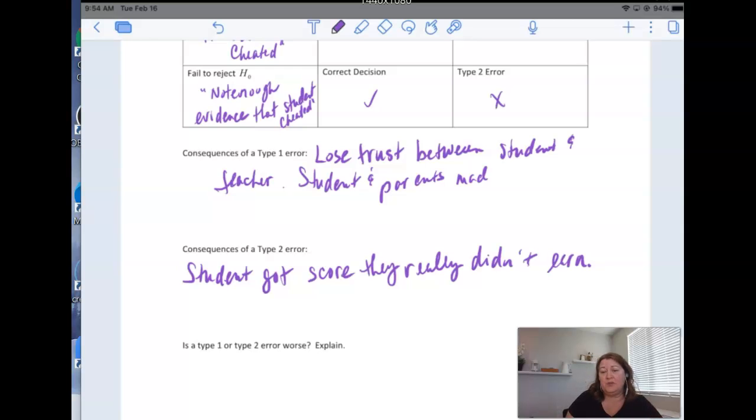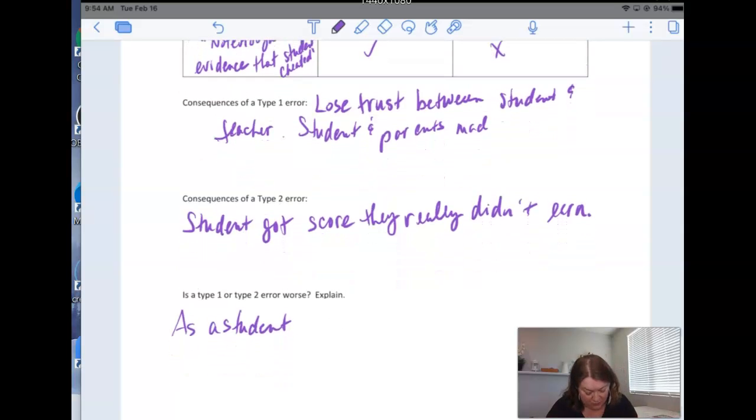In your opinion, which one would be the worst error? Now, this might depend on whether you are the student, the parent, or the teacher. So make sure when you decide which one is worse, you explain what viewpoint you're looking at it from. If I'm looking at it as a student, it would be worse to me for you to tell me I'm cheating when I really didn't cheat, right? I don't really mind if I actually did cheat and I get to keep the points. Cool, great. Right? But as a student, I think a type 1 is worse.